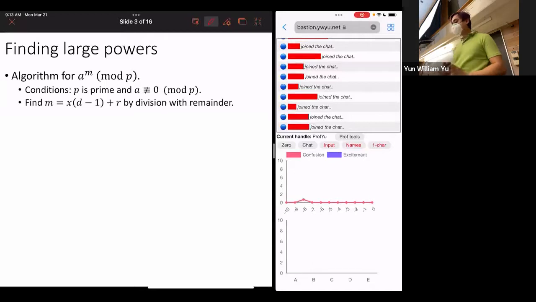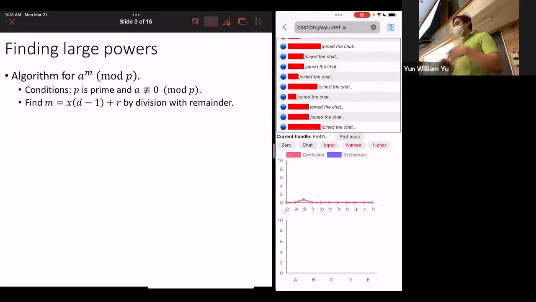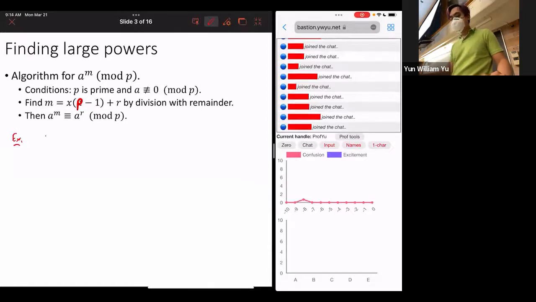So the first thing you do is you divide M by P minus 1, so division with remainder. Then if you do that, A to the M is congruent to A to the R mod P. Let's see an example of this. We saw one a moment ago, but let's see a slightly less trivial example.